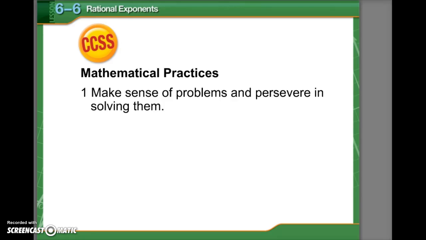Okay, we're on Unit 1, Lesson 15. We are in Chapter 6, Section 6 of the textbook, talking about rational exponents. And the mathematical practice we're going to focus on in this lesson is making sense of problems and persevering in solving them.